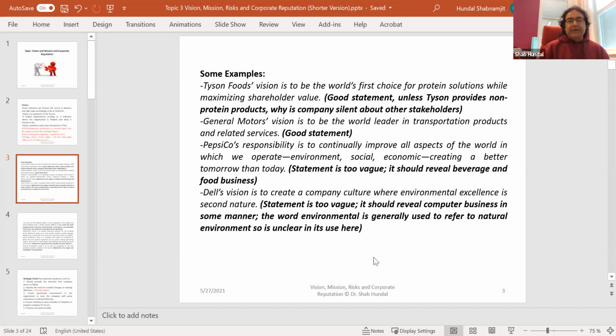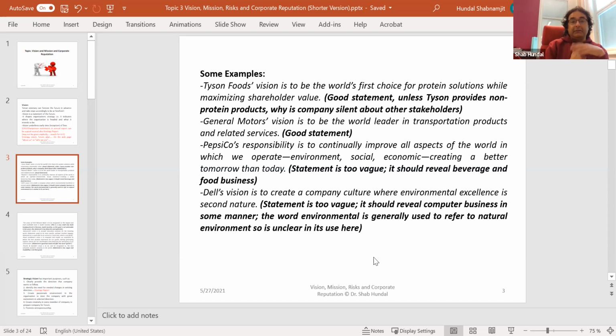General Motors' statement is, and by the way, normally vision statements are not very clear. They're slightly ambiguous, slightly abstract, because the future is very uncertain. So they can't really say that by this year it will be that, and so on and so forth. So there is an element of abstractness in the vision statement, but the words are very important.